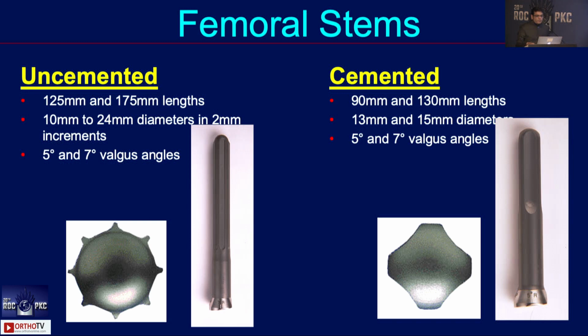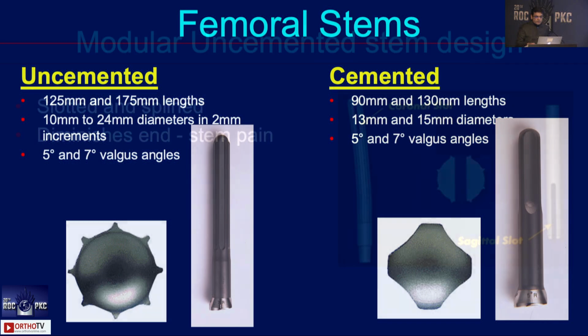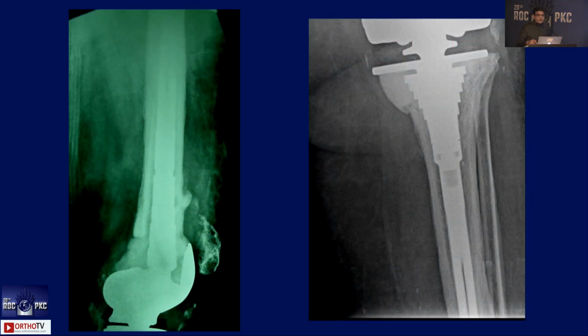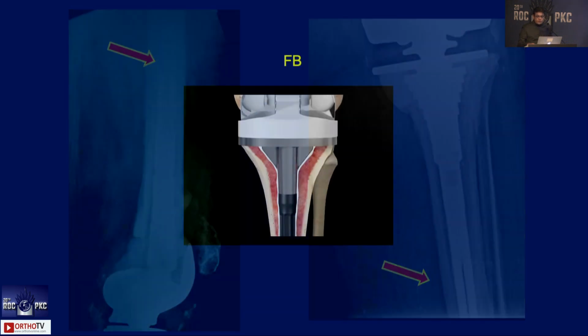So these are typical cemented and uncemented stems. The uncemented stems have this to get purchase. The cemented stem will have areas where your cement pockets can be created. Some of the designs will have a curved stem and also slotted stems, that is to reduce pain at the tip of the stem, because that will take away some amount of pressure from the cortex.